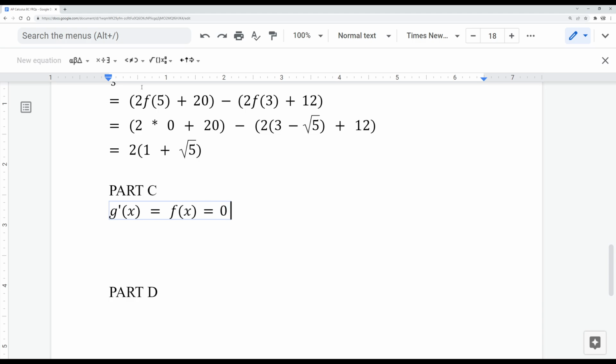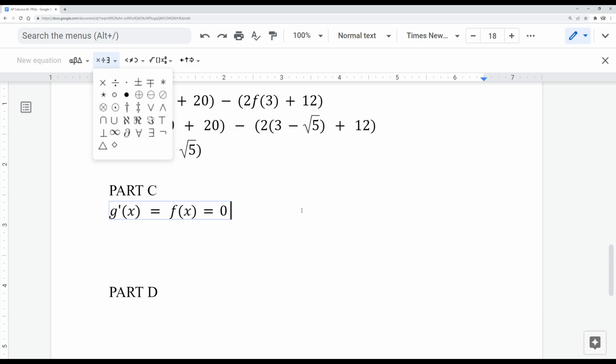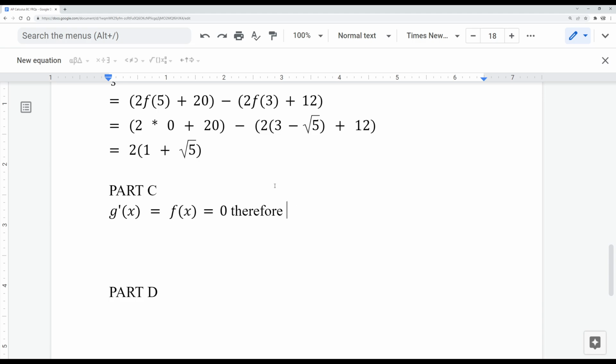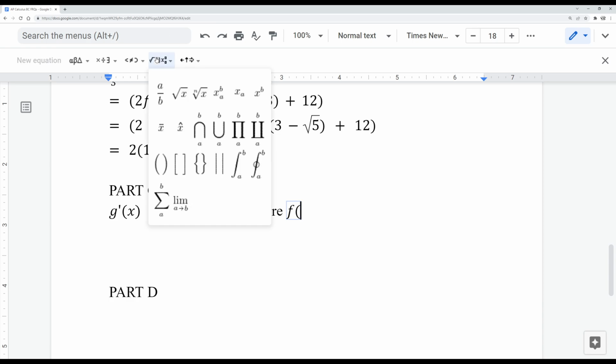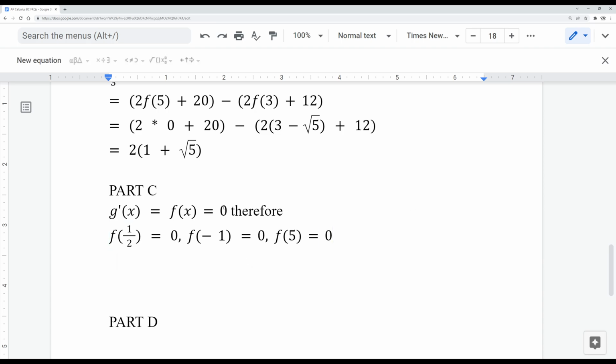Therefore, f prime of 1/2 equals 0. f prime of -1 equals 0. And f of 5 equals 0. So you know that because we know, again, g prime of x is f of x.